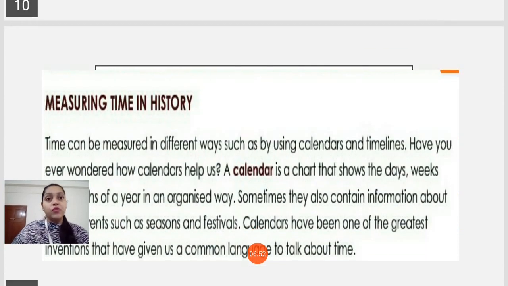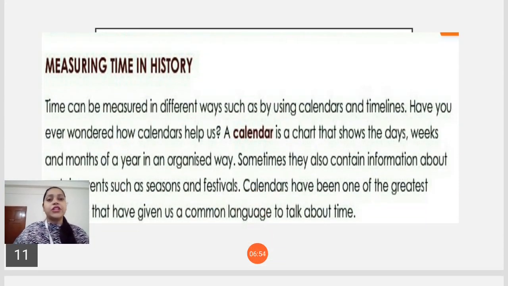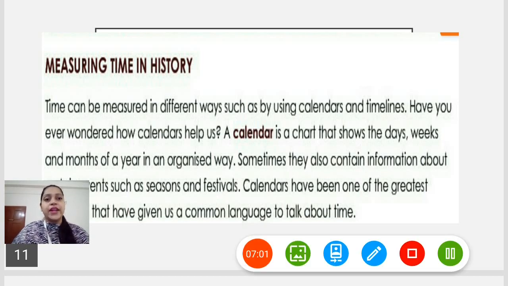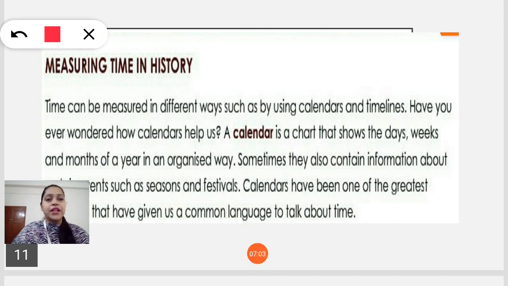Then children, we come to the very important topic of measuring time in history. How time is measured in history. First, children, time was measured in the form of a calendar. We all know calendar. What is a calendar? A calendar is a chart that shows the days, weeks and months of a year in an organized way. Sometimes they also contain information about various different seasons and festivals.